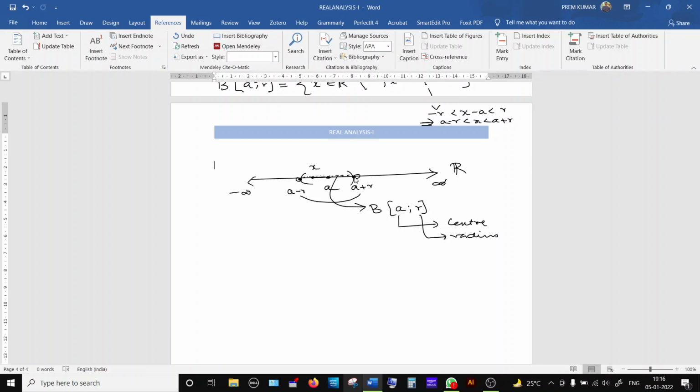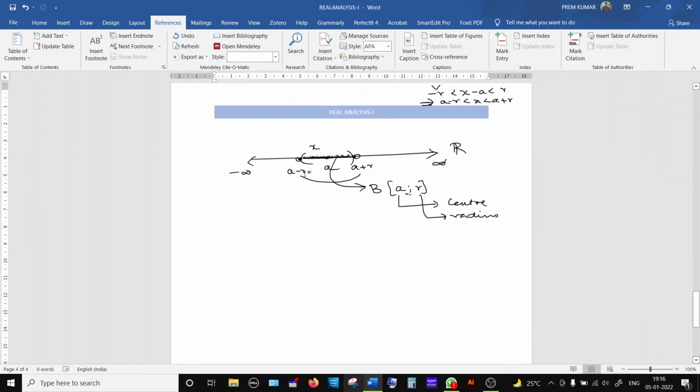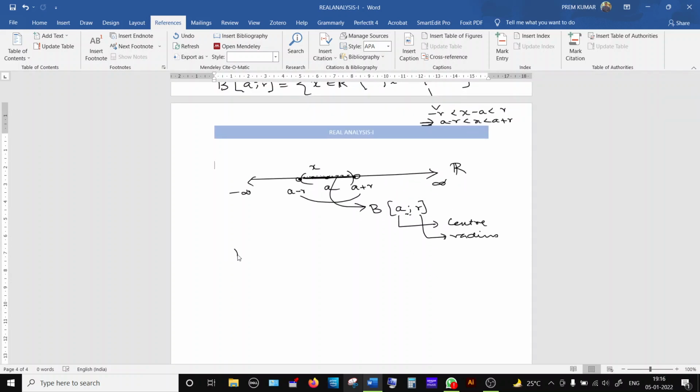So we put a hole here. All the points inside this will be there. Even A also will be inside this open ball. So this is the meaning of open ball. This is a new and very important definition. And this open ball on the real line, we can also write like this: A minus R to A plus R, an open interval.